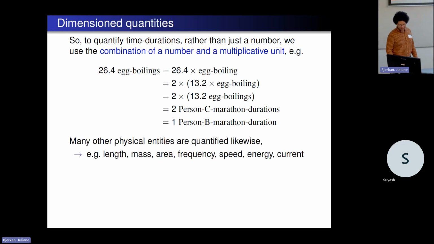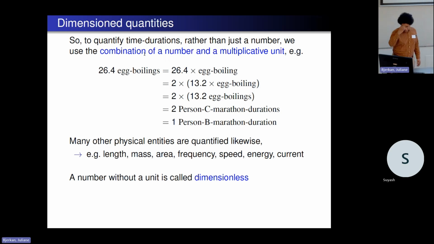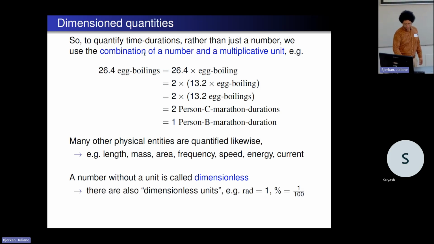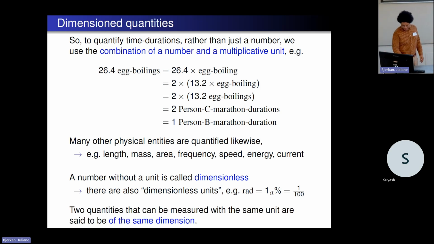And there are many other physical entities that are similarly quantified in terms of the combination of a number and a multiplicative unit. A number without a unit is called dimensionless. So, for example, just the number 5 is dimensionless. But we need to be aware there are also dimensionless units. So, for example, a radian is actually just the dimensionless number 1. A percent is actually just the dimensionless number 1 over 100.